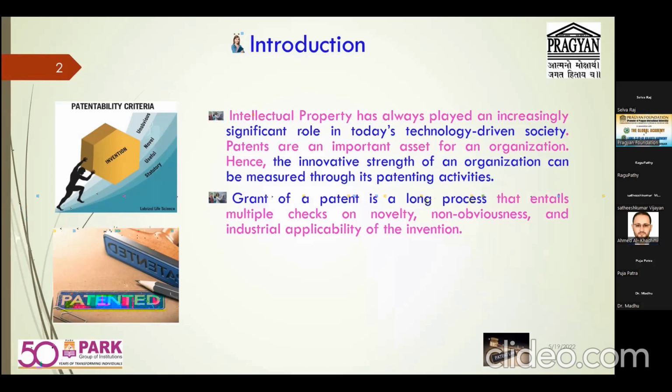When we talk about the patent, patents are a very valuable asset for any organization, especially academically. Any faculty wants to have a patent, because only then will organizations recognize the faculty with the patent. It is such an important activity, and also I can say the strength of an organization can be measured through the patent activities.